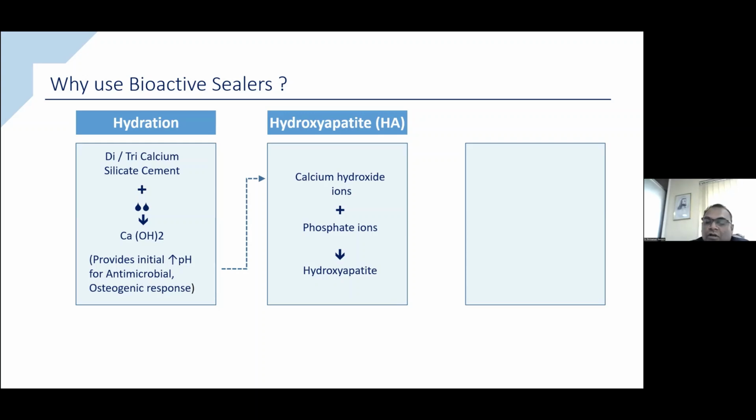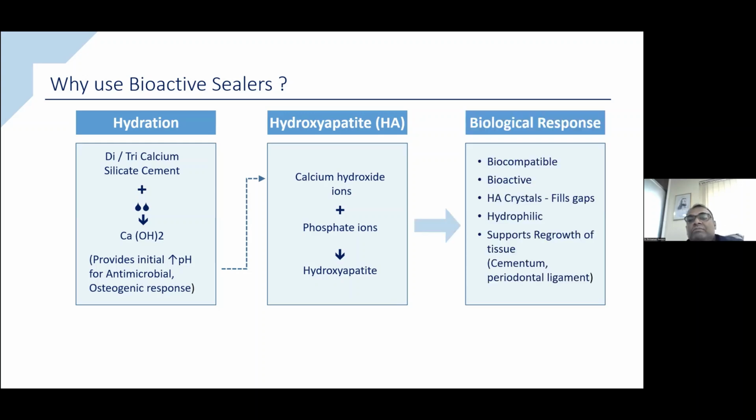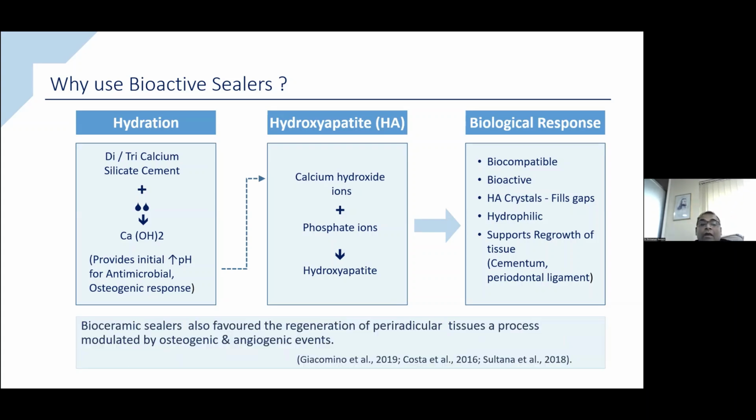Now, what is the biological outcome? The biological outcome is that it is biocompatible and bioactive, and it gives hydroxyapatite crystals that are going to fill the gaps. The sealer is hydrophilic in nature. It supports regrowth of tissue, that is cementum and periodontal ligament. Bioceramic sealers also favor the regeneration of periradicular tissue, a process modulated by osteogenic and angiogenic events.